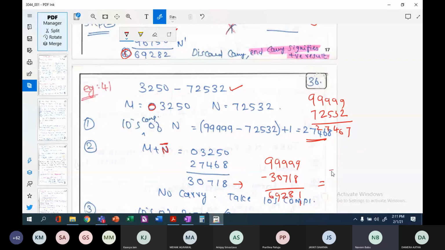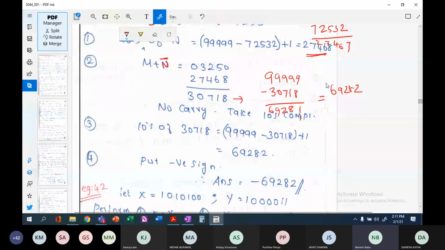So the answer is 69282, and I will put a minus sign to it because I am not having a carry here. So the answer is minus 69282. This is for using the tens complement, that is the R's complement.